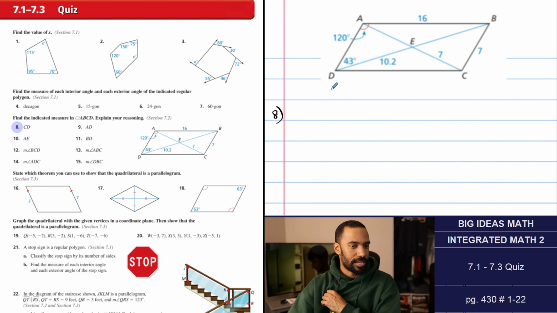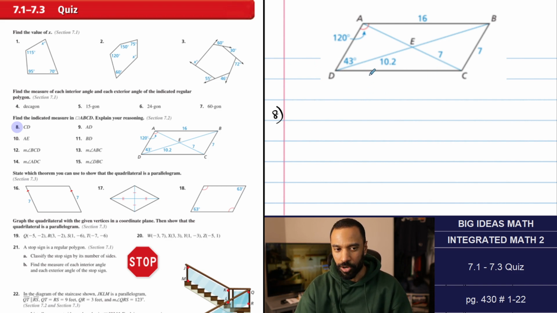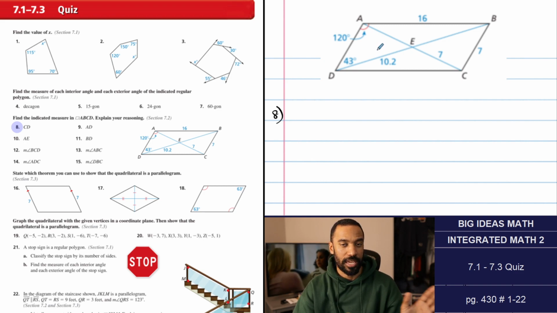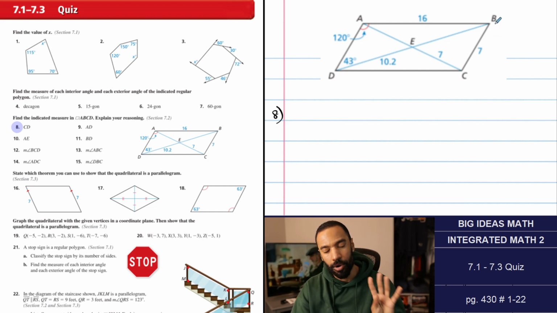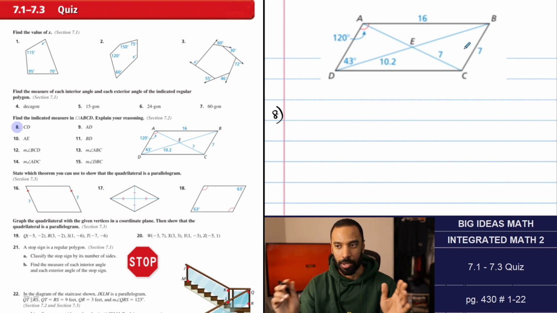So numbers 8 through 15, we're going to find the indicated measure in parallelogram ABCD, explain your reasoning. I'll probably explain more things as I go, but I'll start just by saying a parallelogram is a quadrilateral with opposite sides parallel. That's its definition. There are at least 4 properties along the way worth discussing, and it'll probably bring about within the stuff here. We'll talk about it when we get there.